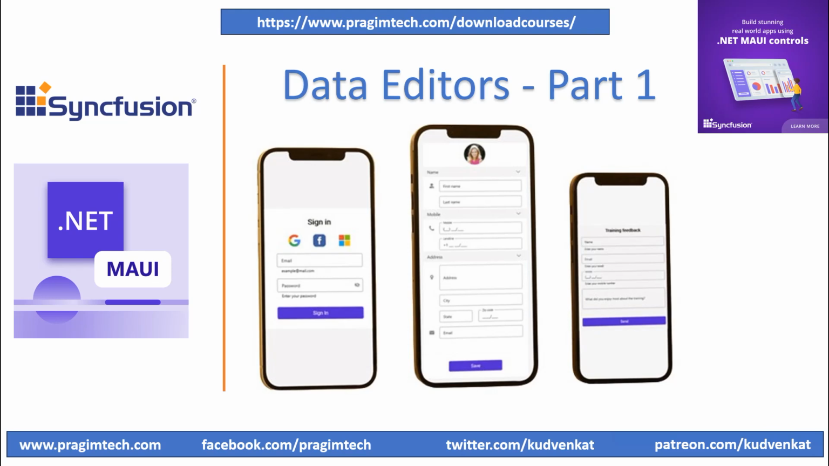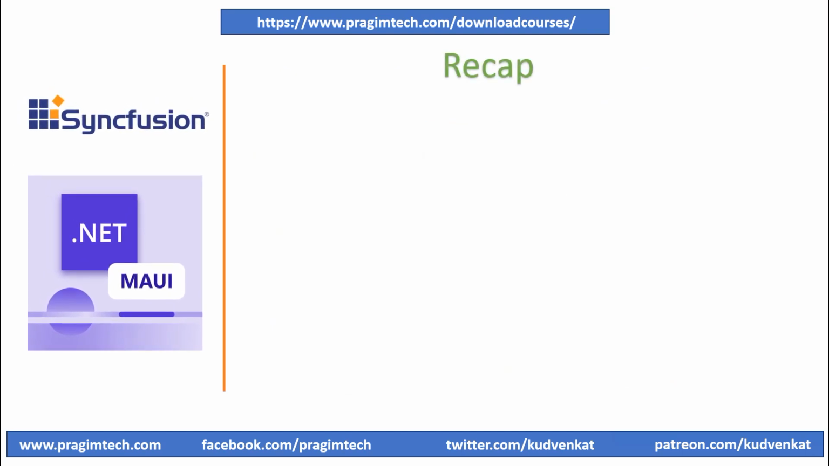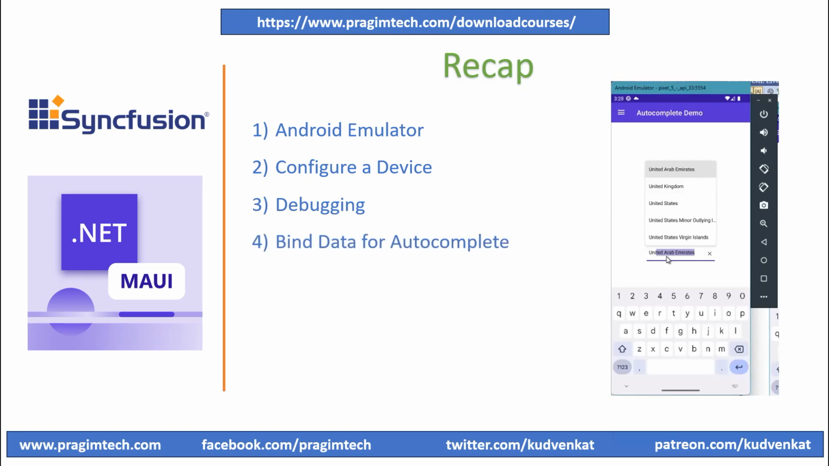Let's quickly review our previous session before we get going. In the second session, we learned configuring the Android emulator and Android device, and we successfully coded and debugged the autocomplete application using Android Device Manager on a Pixel device. We also learned how to bind dynamic data using a country list package that we downloaded from NuGet Package Manager, and we handled the events for autocomplete selection.